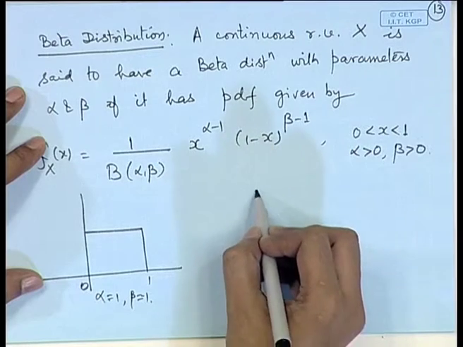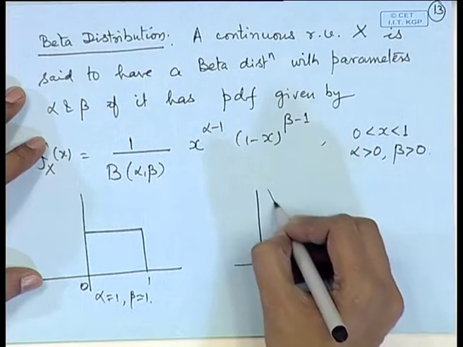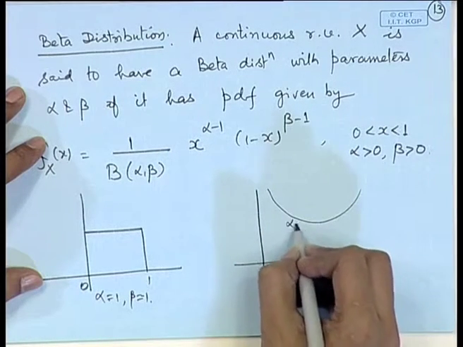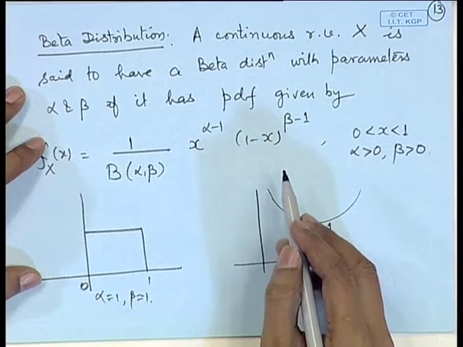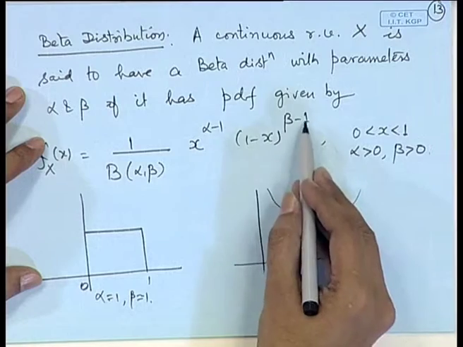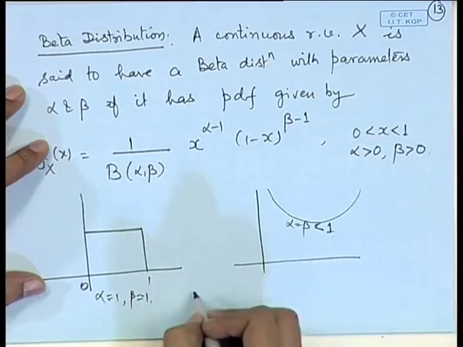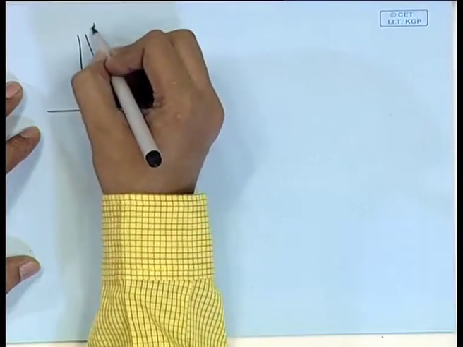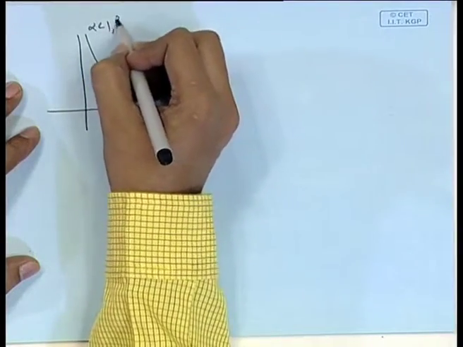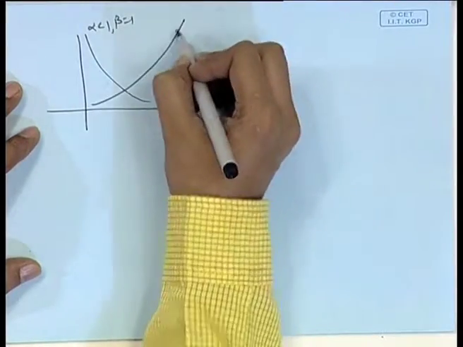If alpha and beta are both less than 1, then it becomes a function like this. Suppose I take alpha and beta equal, but less than 1. If we consider beta equal to 1, then this term will not be there, and suppose I take alpha less than 1, then this will be a decreasing function. On the other hand, if I take alpha equal to 1 and beta less than 1, then it will become like this.